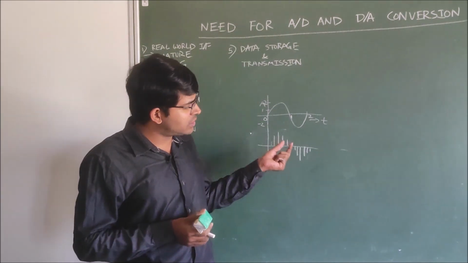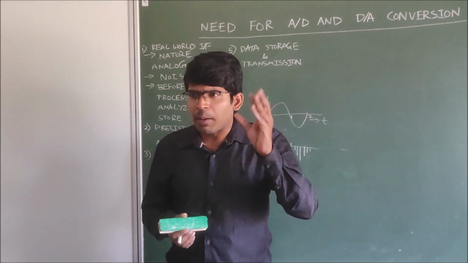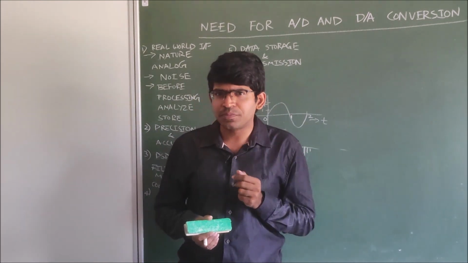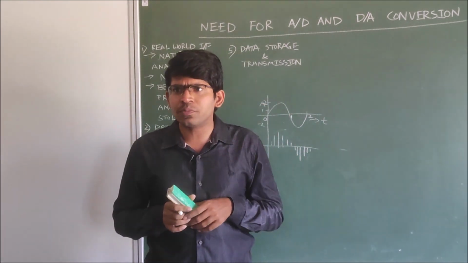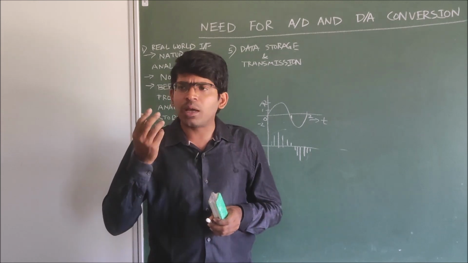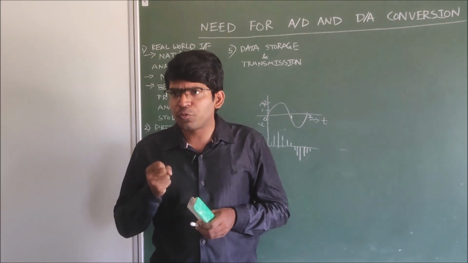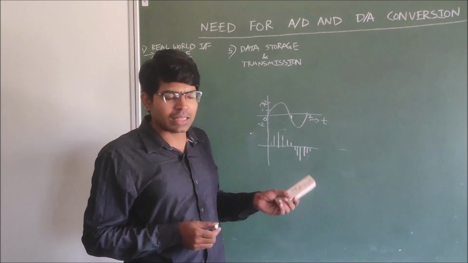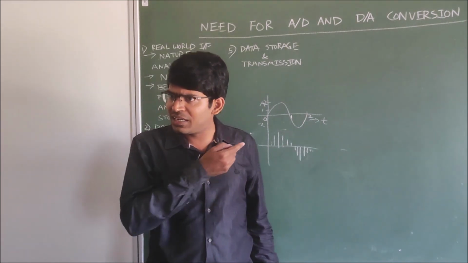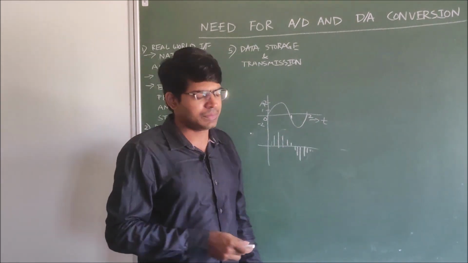So here I am sending only 12 samples in 2 seconds. Instead of infinite samples, we are sending only 12 samples. That is the power of the discrete signal. This is not a digital signal, still it is a discrete signal.